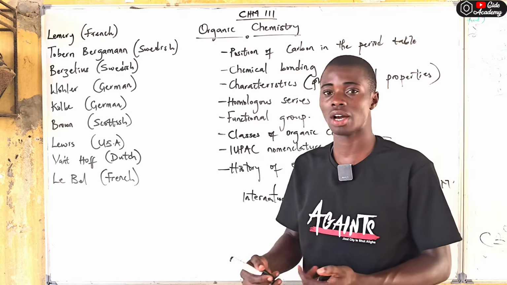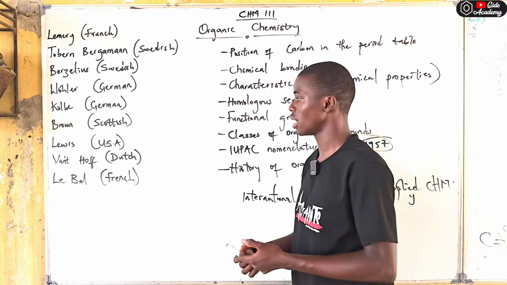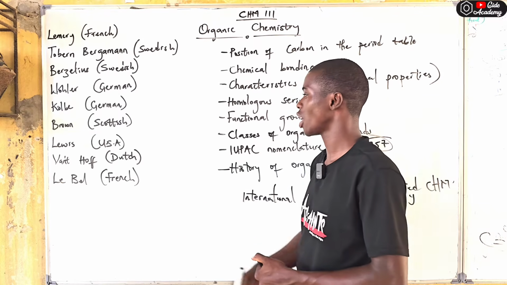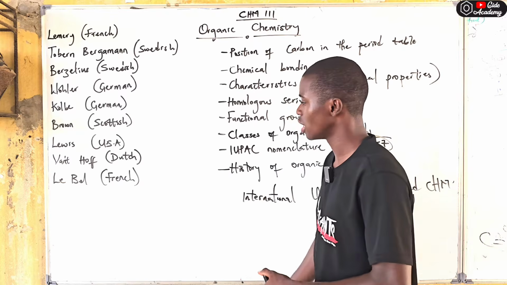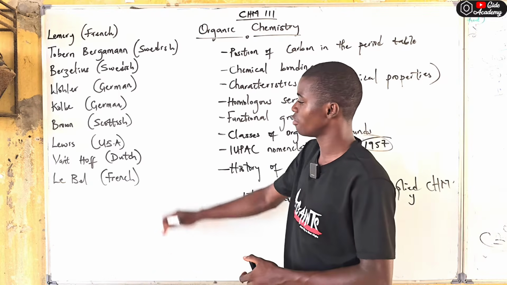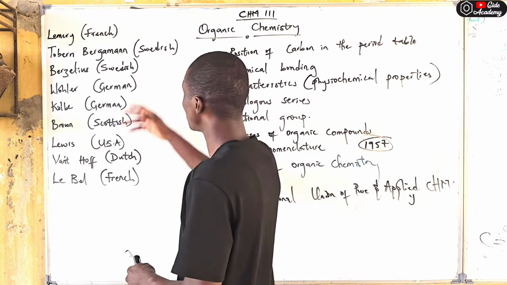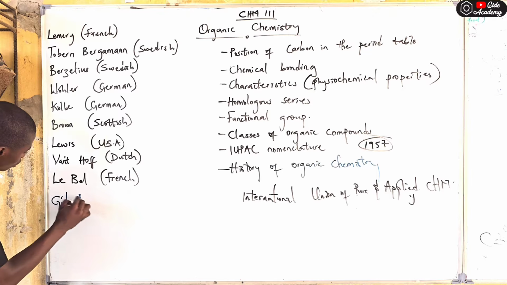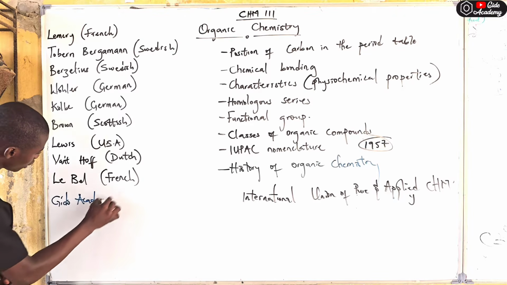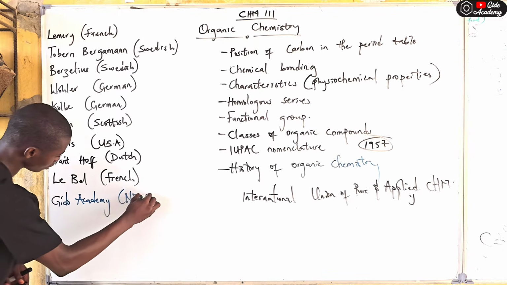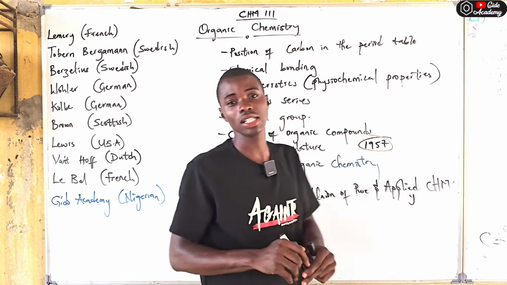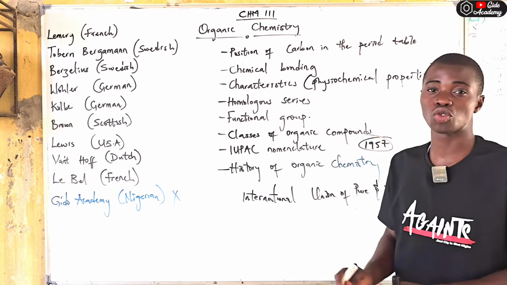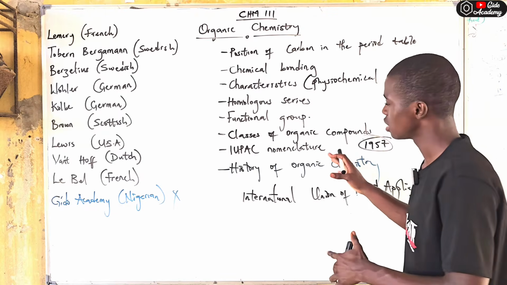We have Lewis. I believe that you have heard of Lewis before. Lewis structure, that's dot structures. So he's from the United States of America. We have Van Hoff, who is Dutch. Then we have Lebel, who is also a French chemist. It is wrong for me to write everybody without naming someone from Nigeria. So let me quickly add someone else to it. We have Guido Academy, who is a Nigerian chemist. So these are some of the names that contributed to the organic chemistry we are seeing today. So please take note of that.